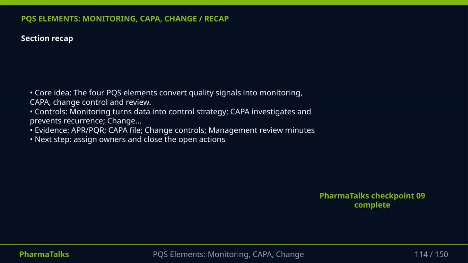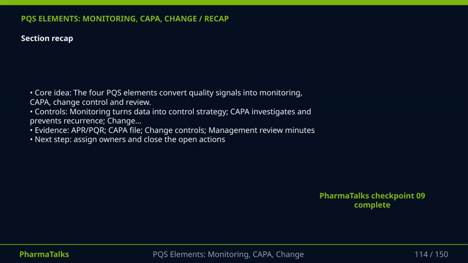Here, we recap the key elements of the pharmaceutical quality system that we've covered. The core idea is that these four PQS elements, monitoring, CAPA, change control, and review, work together to transform quality signals into effective actions. Monitoring helps us analyze data and shape our control strategies.